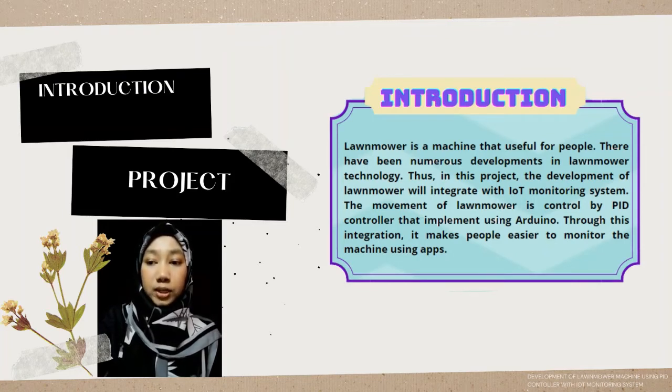Thus, in this project, the development of lawnmower will integrate with IoT monitoring system. The movement of lawnmower is controlled by PID controller that is implemented using Arduino. Through this integration, it makes it easier for people to monitor the machine using apps.